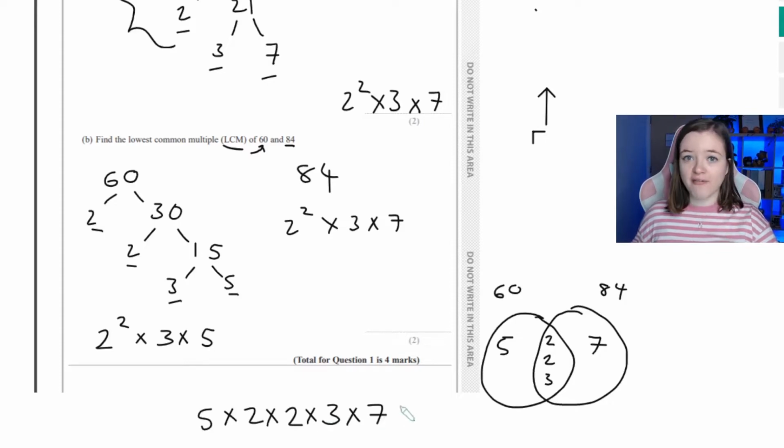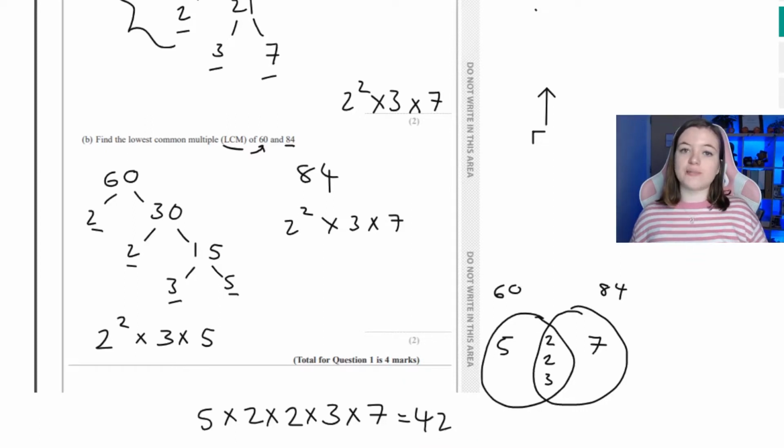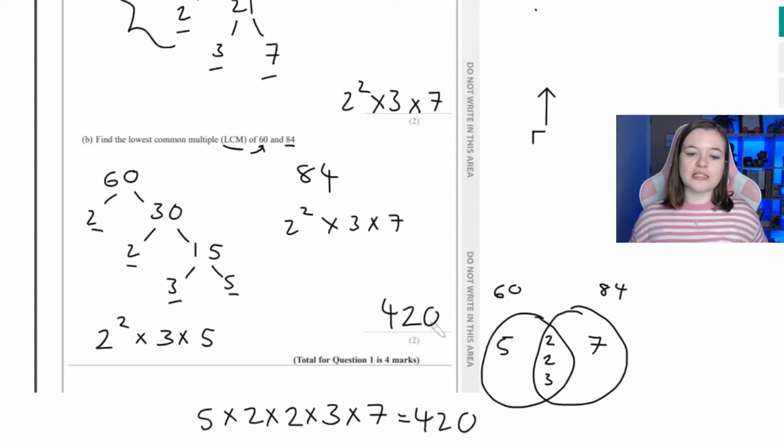For HCF, so highest common factor, it's just these 3 in the middle where they join together. But for LCM, it is all of them, everything in this Venn diagram, all times together. So we do 5 times 2 times 2 times 3 times 7, which is 420. So the answer to this part is 420.